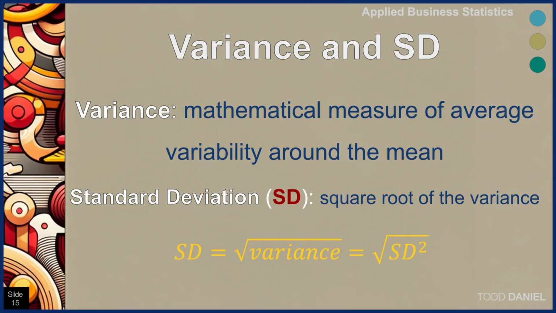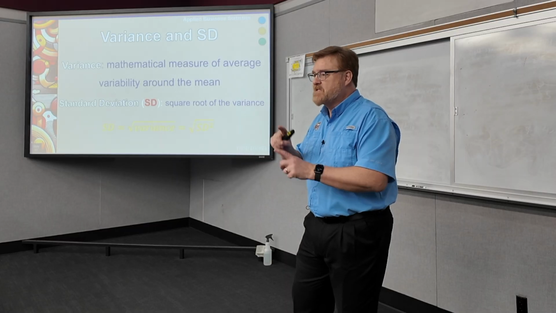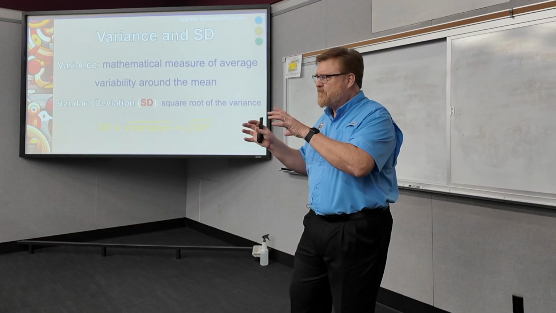The standard deviation is the square root of the variance. So variance and standard deviation are very similar measures of variability, but I want to distinguish between them so that when you see standard deviation, you know that that's not a different thing than variability.